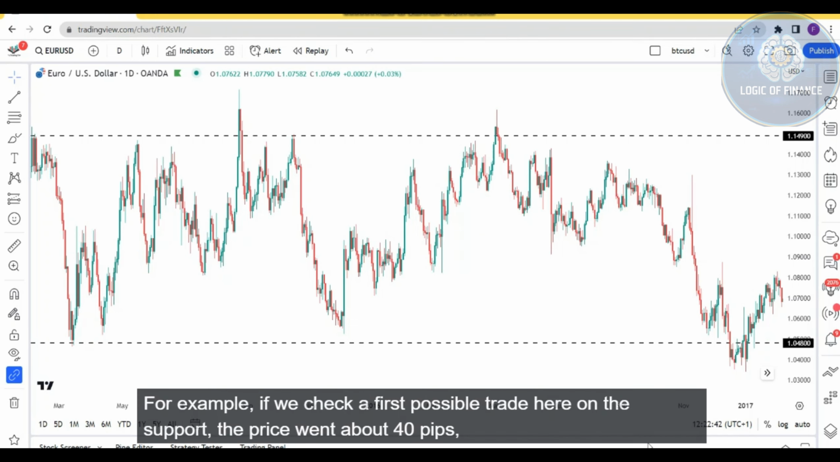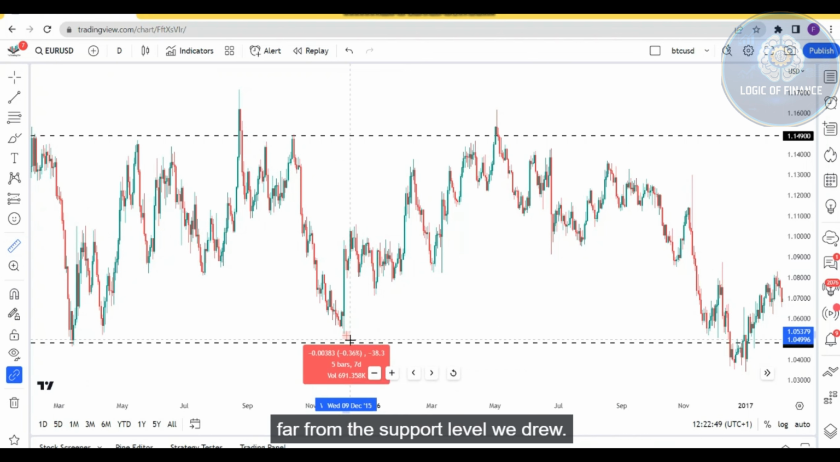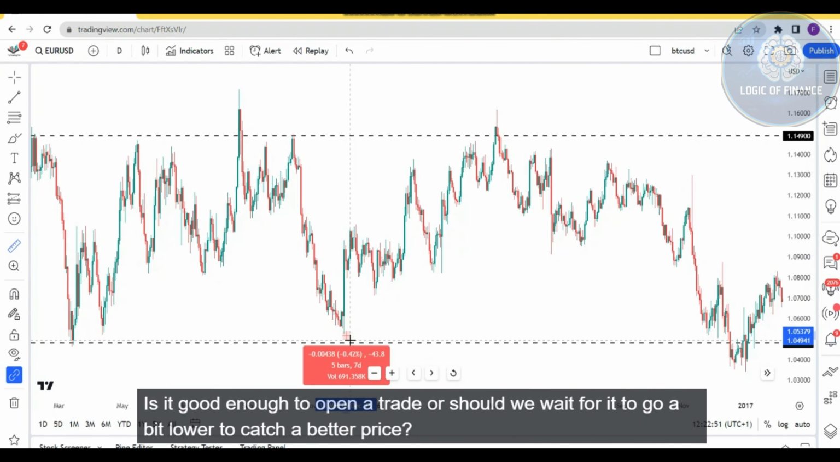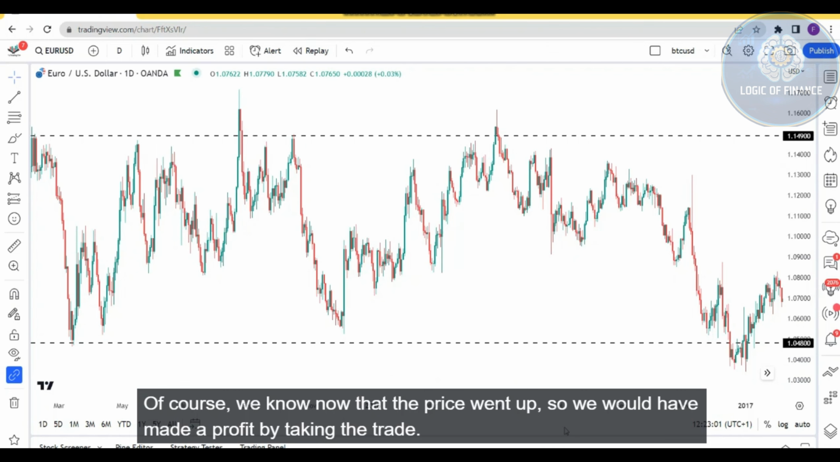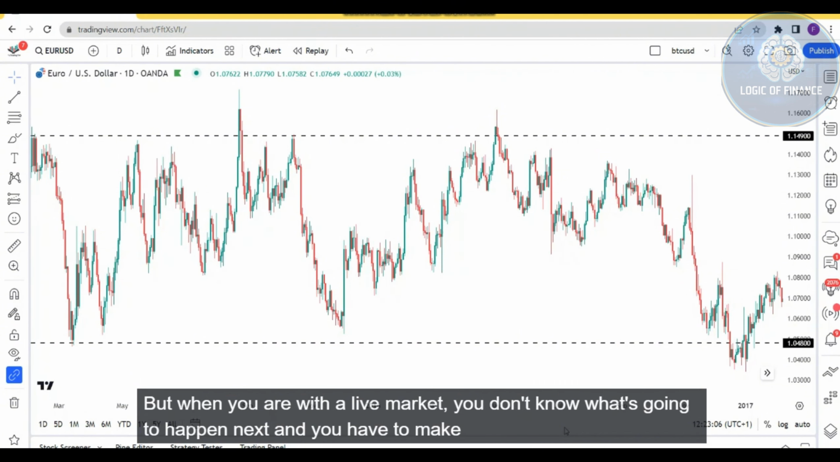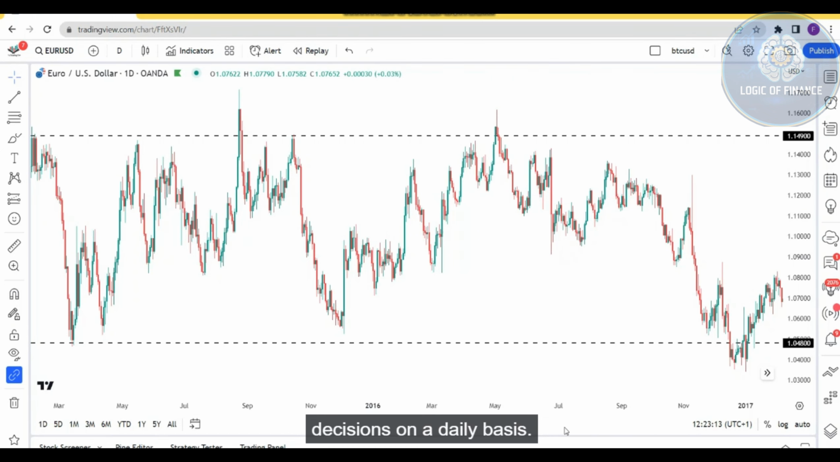For example, if we check a first possible trade here on the support, the price went about 40 pips far from the support level we drew. Is it good enough to open a trade, or should we have waited for it to go a bit lower to catch a better price? Of course, we know now that the price went up, so we would have made a profit by taking the trade. But when you are in a live market, you don't know what's going to happen next, and you have to make decisions on a daily basis.